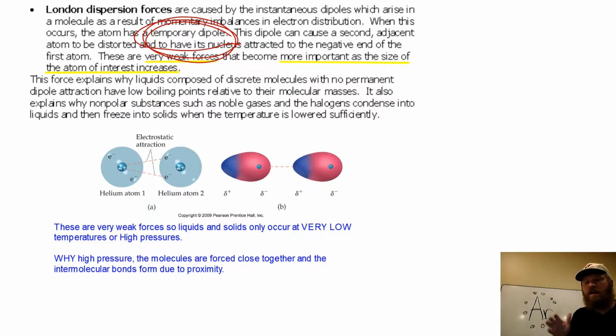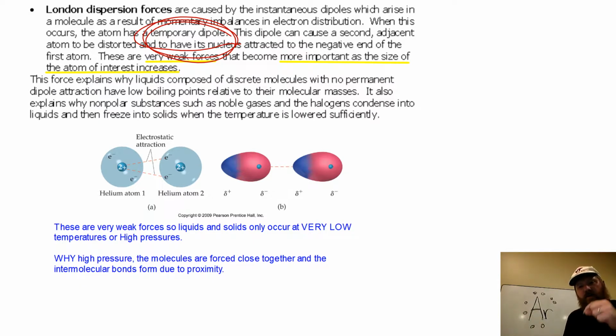If you cool argon off enough, it will turn into a liquid. It just has to get down to like negative, I don't know, 180. That's it. 190, something like that. Pretty cold is what I'm saying. Why does it have to be so cold for it to turn into a liquid? Because usually the electrons are moving and balancing each other back out.